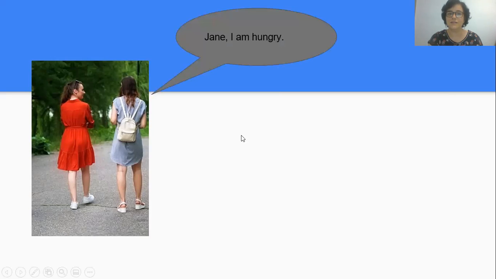She's talking to her and saying, Jane, I am hungry. How do you write it in direct speech? Ria said, let's suppose that her name is Ria and this girl's name is Jane. So Ria said, Jane, I am hungry. There's a comma, there's speech marks, Jane, comma, I am hungry, full stop, close inverted commas. Now let's write that in the form of indirect speech.